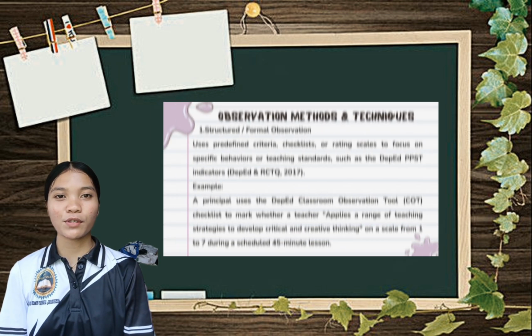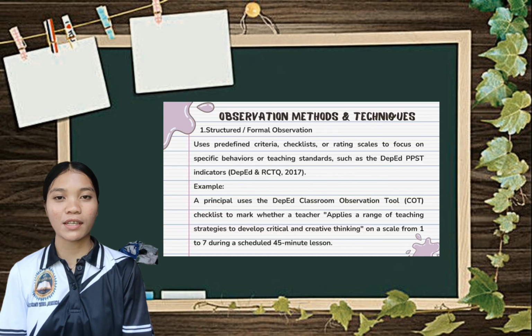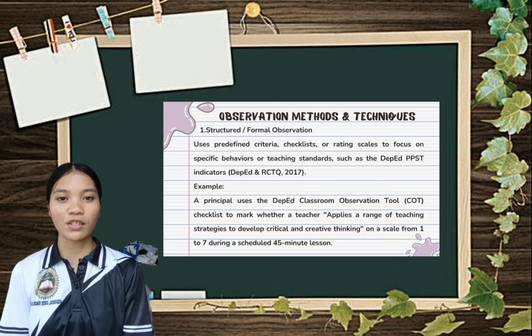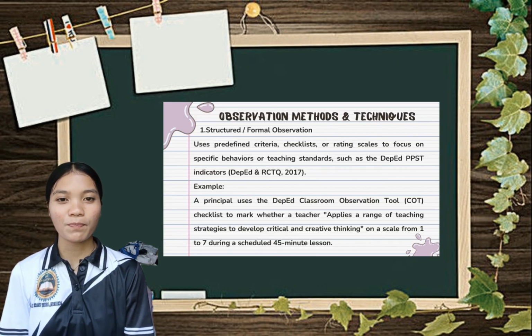And now, let us proceed to the different observation methods and techniques. So there are four important techniques presented in our discussion. The first technique is structured or formal observation. This method uses predefined criteria, checklist, or rating scales. In other words, before the observation begins, the observer already knows what specific behaviors or teaching standards they are looking for. One example is the DepEd Classroom Observation Tool or COT.